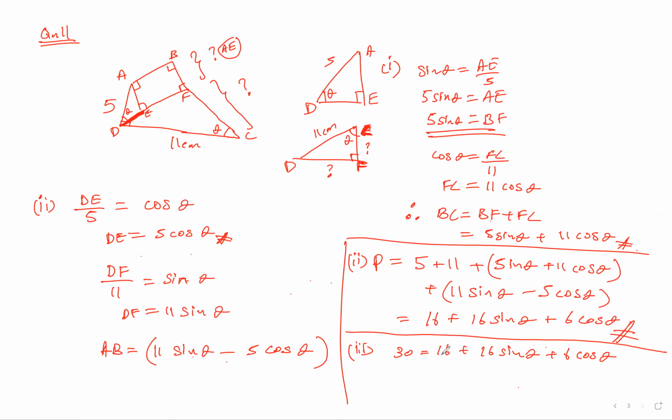So you minus off, what do you get? 14 equals 16 sine theta plus 6 cos theta. So what do we do over here, guys? They indirectly want you to use the R formula here already. You get the hint. There's no other way of solving this.